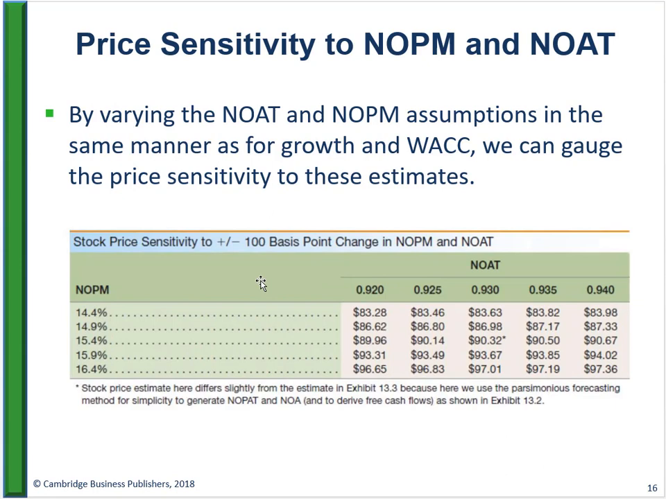Same story here on slide number 16, only the two variables that we're doing this analysis on are net operating profit margin and net operating asset turnover. You can see how the stock price varies with each one of those.